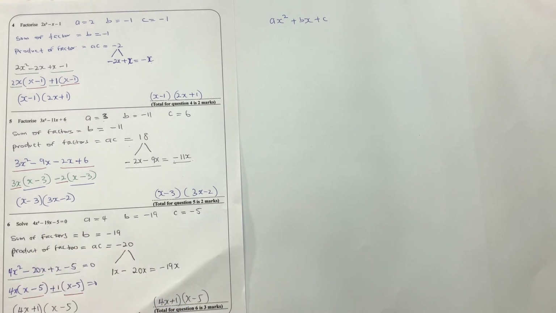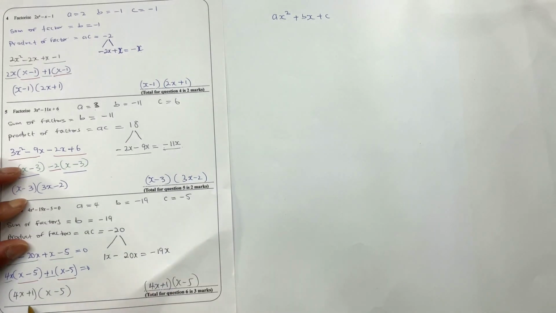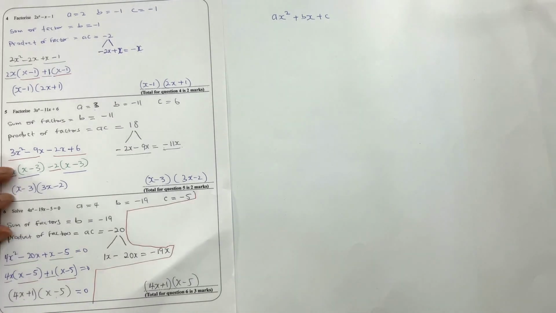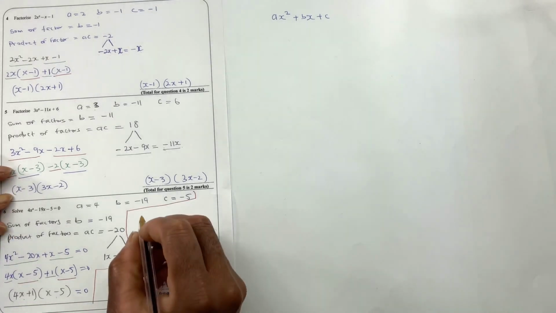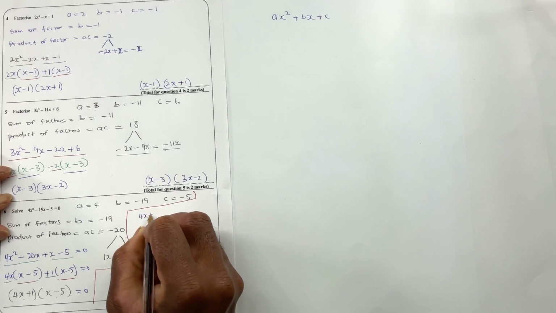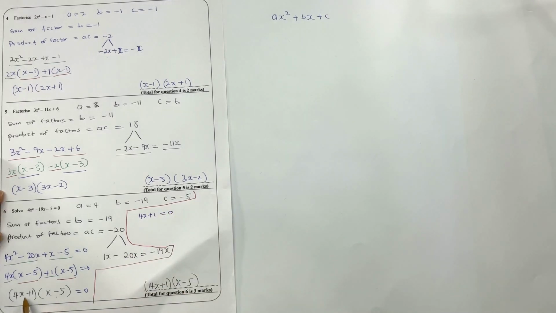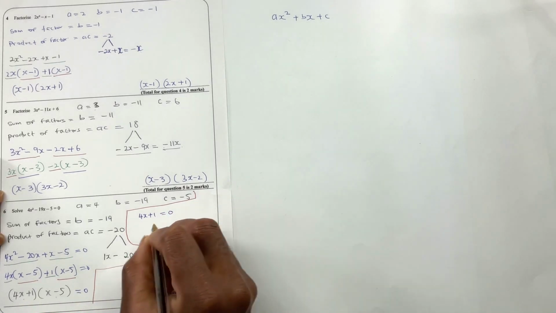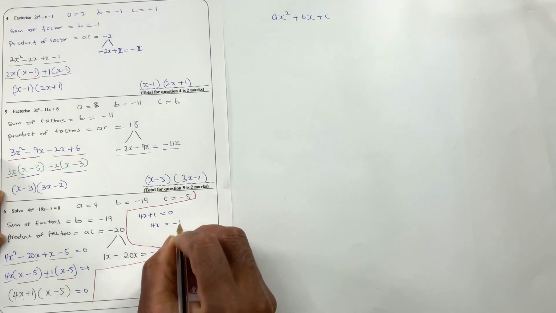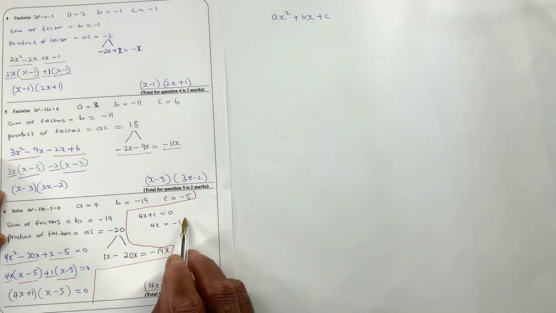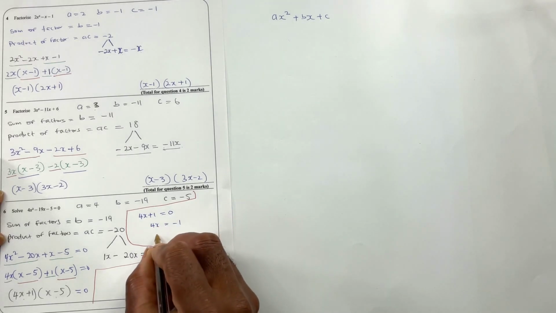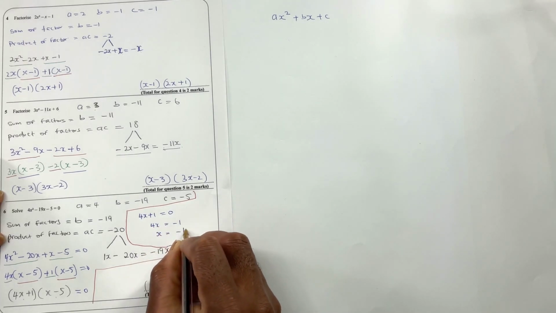So that's correct. Now we know the factors, and that equals 0. So now we need to set that to 0, set that to 0 in order to find the solution. 4x plus 1 equal to 0. So you're setting the factor to 0, and that will become 4x equals minus 1. Take away 1 from both sides, divide both sides by 4. X equals minus a quarter.